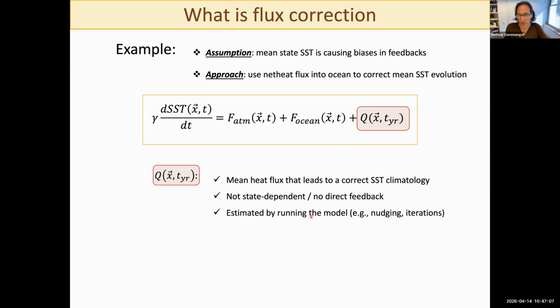You can estimate this in different ways. Typically, people do a nudging run and then write out the fluxes. The way that I do it, I do an iteration. I run the model, see how much it's incorrect, and then estimate how many watts per square meter I would need to correct it, and then I do it several times, typically about 4 to 5 times. It's typically defined on a monthly climatology, so you have a different map of correction fluxes at each calendar month, and then you interpolate between calendar days in a linear way.